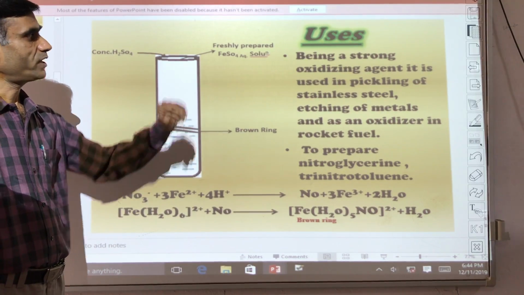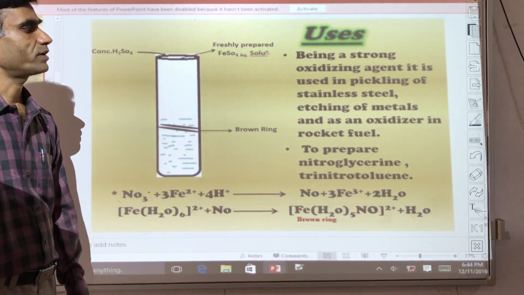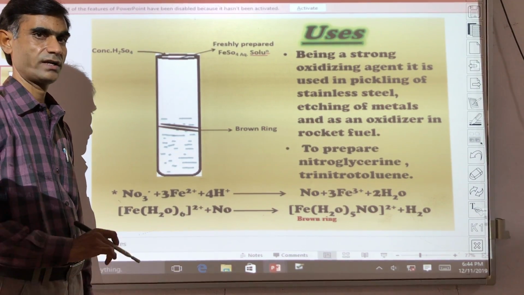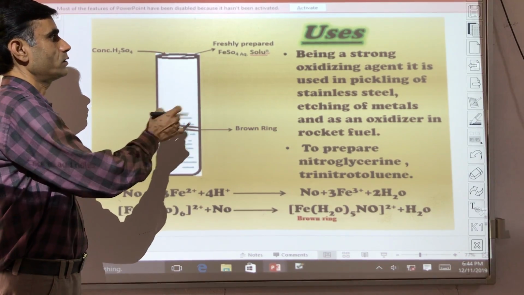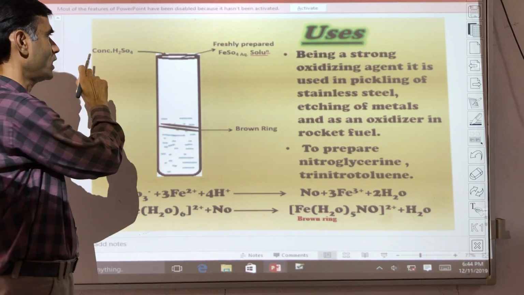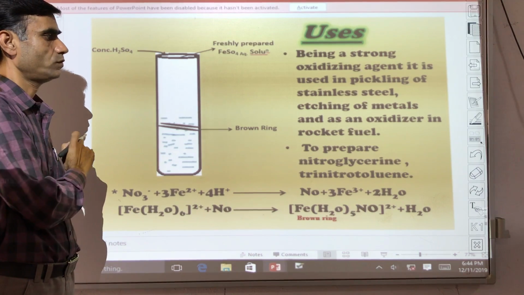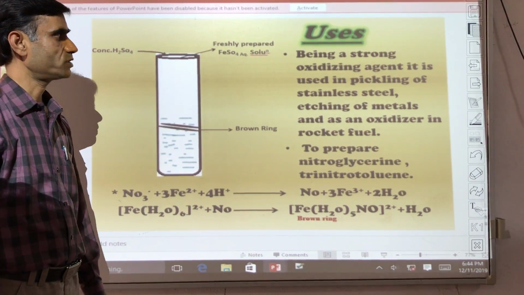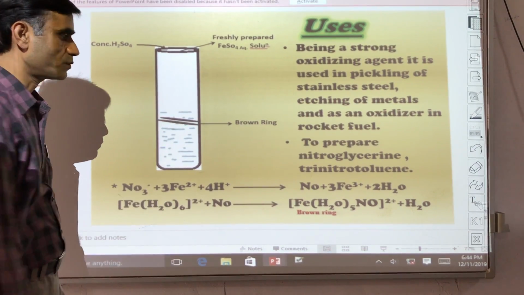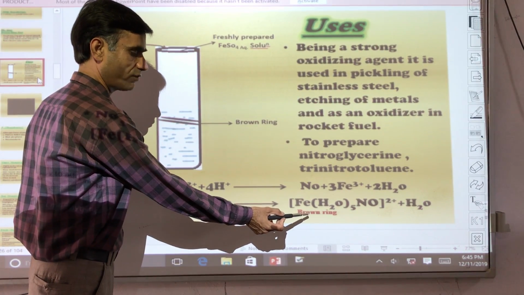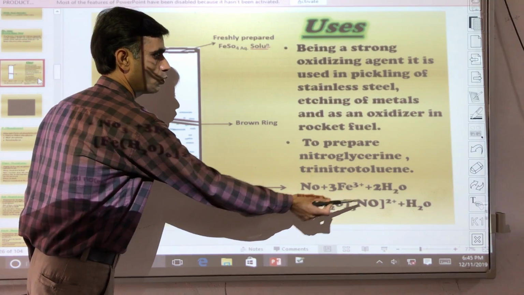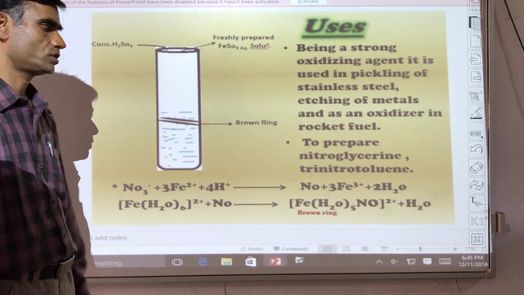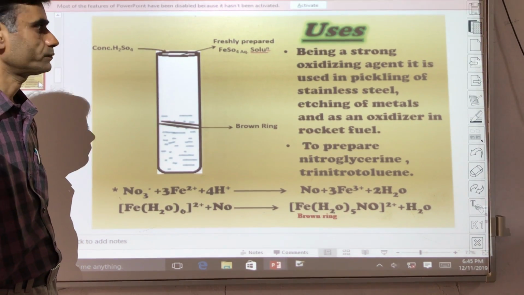We take freshly prepared FeSO4 and a salt containing nitrate ion. Suppose you take sodium nitrate, you dissolve it in water, then you add freshly prepared ferrous sulfate, and along the side of the test tube you add concentrated H2SO4. So you will get a brown ring between the two layers, which confirms the presence of nitrate ion. What is the formula of this brown ring? That is important, and often asked in the examination. [Fe(H2O)5NO]2+. So you just note it down. What is the formula of the brown ring?